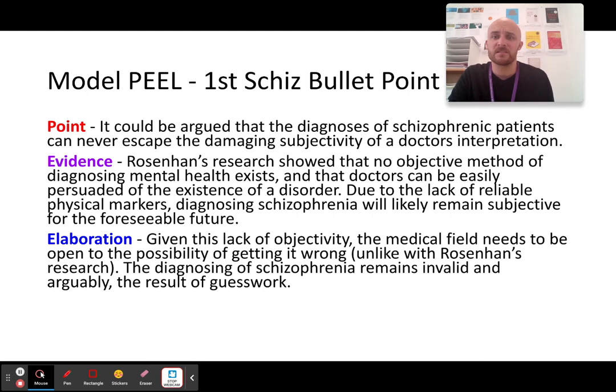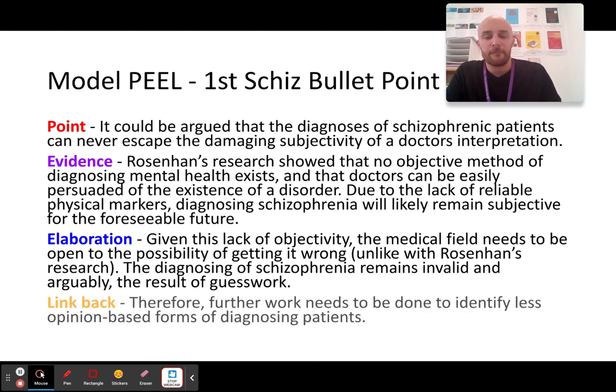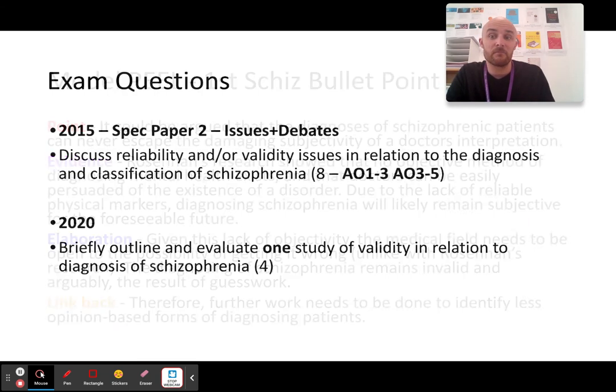Slag off the pieces of research, right? Criticize them. That's what you're going to be doing at uni. Therefore, further work needs to be done to identify less opinion-based forms of diagnosing patients. I would recommend writing these 2 points down, getting the essence of the points. These AO3s are really, really tough.